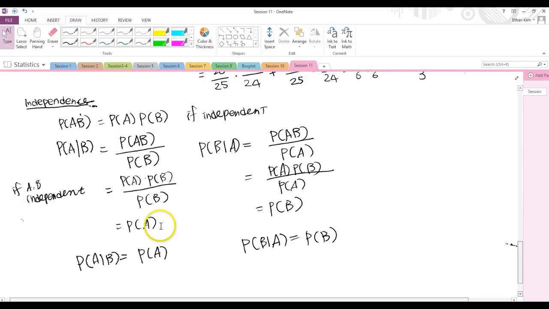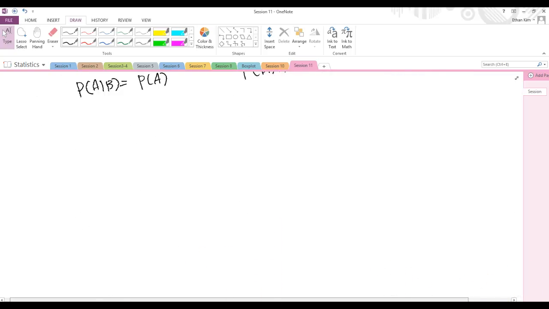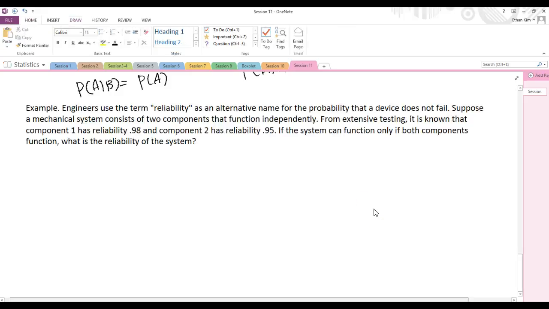So let's look at another example. Let me write down the example for you. Here is an example for you to work on. Let me just read it to you first. Engineers use the term reliability as an alternative name for the probability that a device does not fail. Suppose a mechanical system consists of two components that function independently.